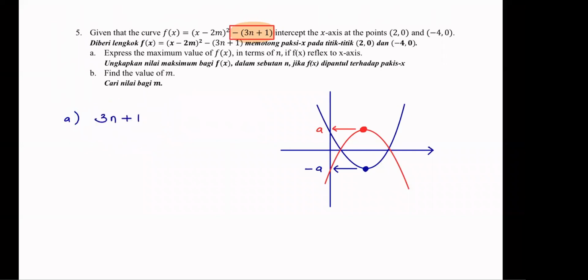Settle. So we go for B. Okay, your B is find the value of m. Okay, listen. Here, this value of x is actually symmetry. Okay, since you already have the graph here, saya buang ni tau. Sekejap, saya buang ni. I remove these two.